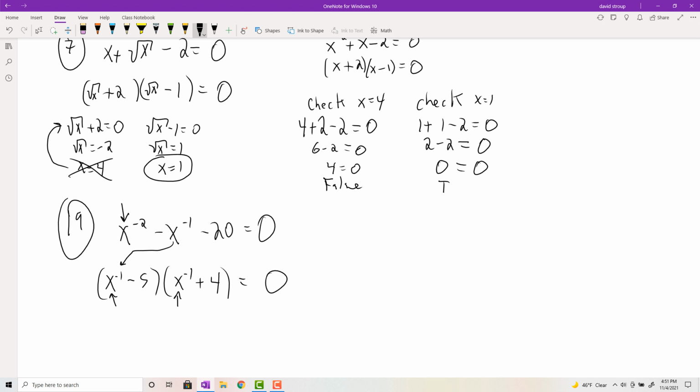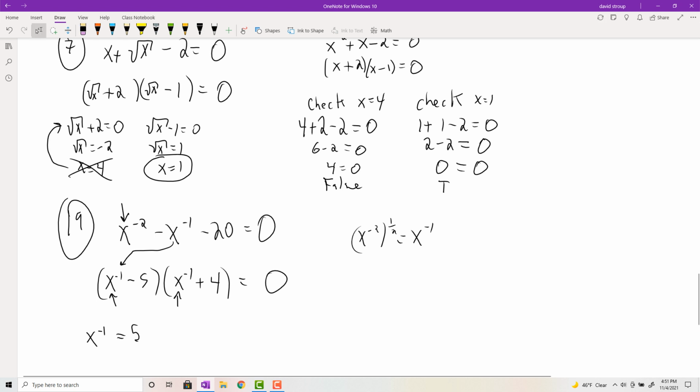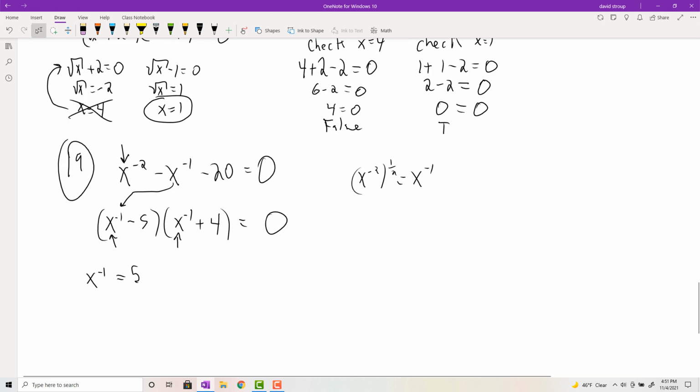So it's basically the square root. You just take the square root of x to the negative 2. x to the negative 2 raised to the 1/2 is x to the negative 1. You have to multiply the exponents, and that's what's going in where I have the arrows. Again, you have to take each part and set it equal to 0. This time you're going to get rational equations, so they'll be fractions. Add 5 to the other side, you get x to the negative 1 equals 5. In other words, 1 over x equals 5.